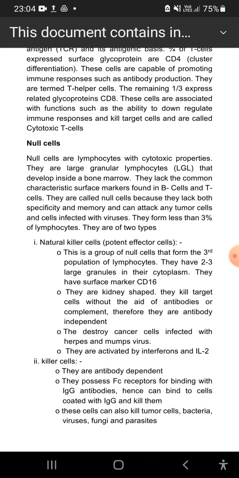So then we have killer cells. Now this is not natural killer cells. This one also carries out cell cytotoxicity, but antibody dependent cell cytotoxicity. They also kill tumor cells and cells which are infected by intracellular virus, bacteria, and the rest. So this one carries out cell cytotoxicity but antibody dependent. The natural killer cell carries out cell cytotoxicity without depending on antibody.